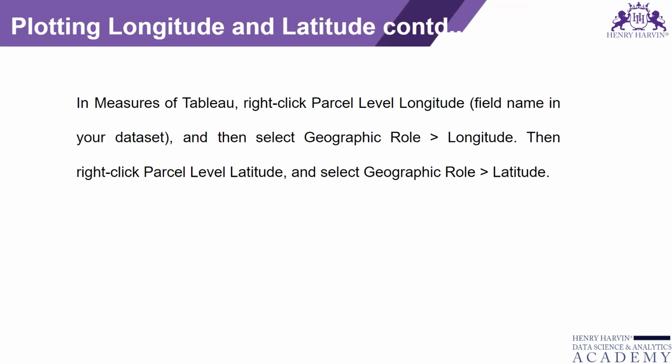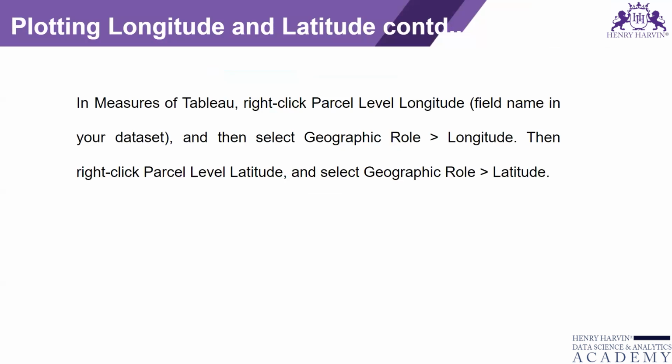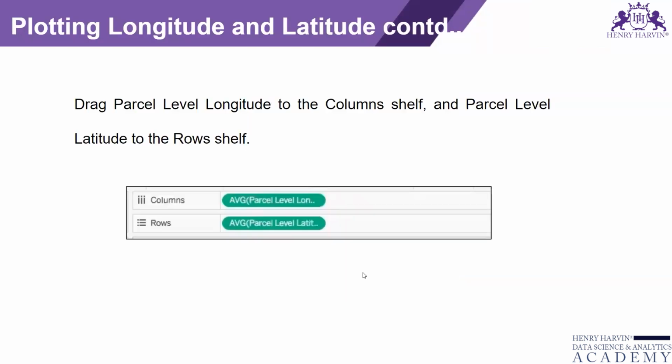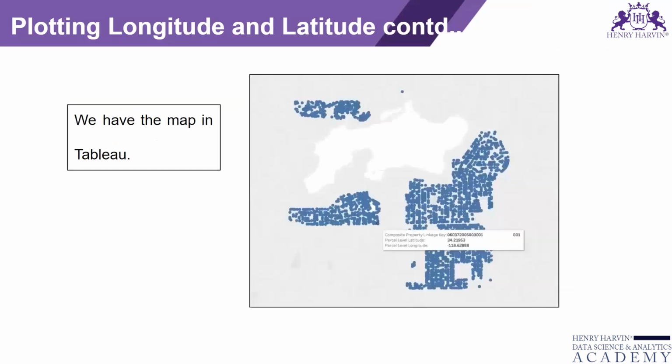But here in this particular case, the names of the columns were parcel level latitude and parcel level longitude. So we have to convert them into the data type which is suitable for map visualization, which is normal latitude and longitude. So you right click, go to geographic role, and you can select latitude and longitude. Now you can drag the parcel level longitude to the column shelf, parcel level latitude to the row shelf, and then whatever you want to highlight onto the map, you can highlight it.